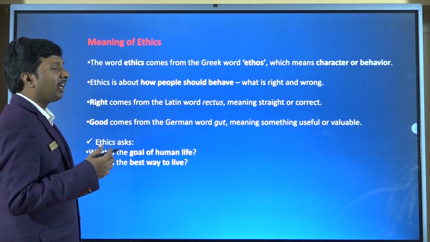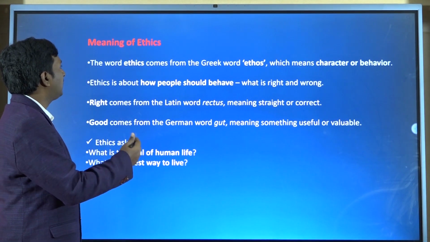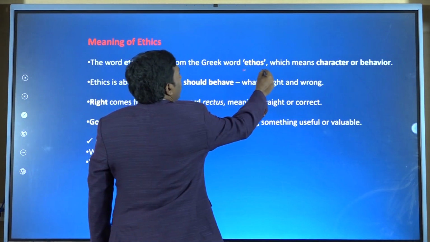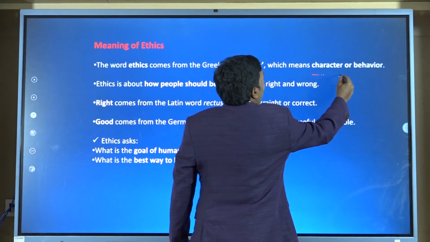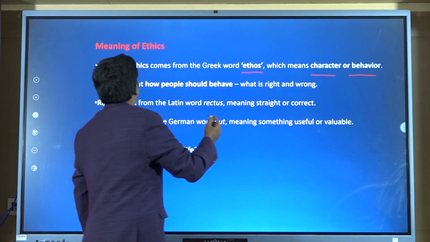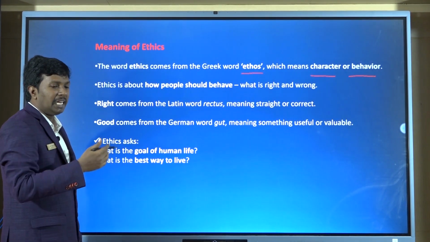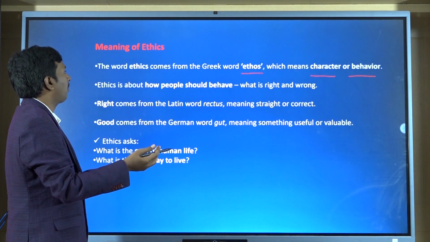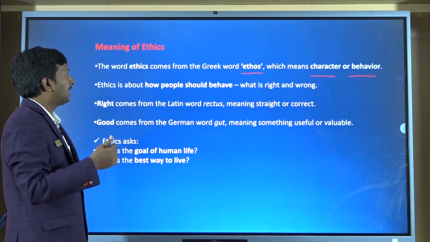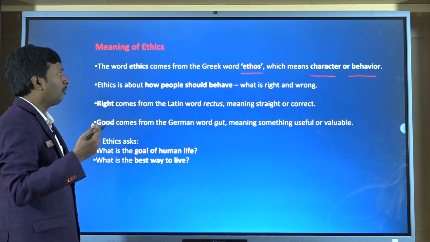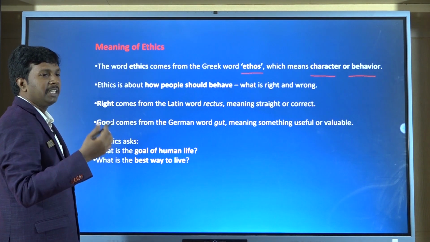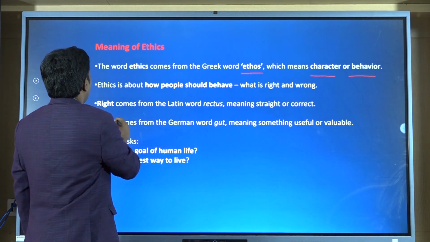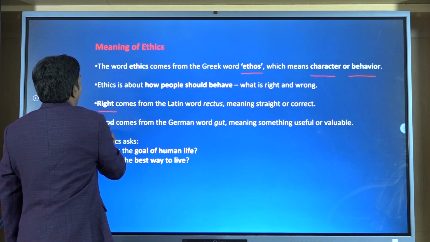Now, the meaning of ethics. The word ethics comes from the Greek word ethos. Ethos means character or behavior. It tells about how people should behave, and whether it is the wrong way or the correct way, and what is right and what is wrong.